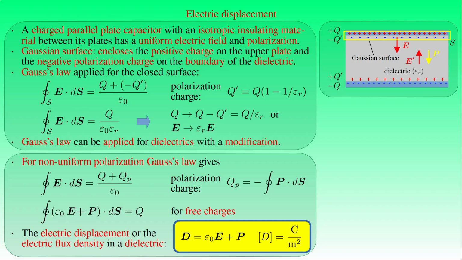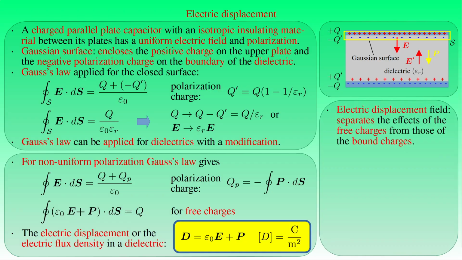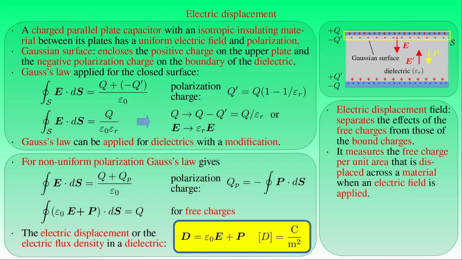This quantity is also called electric flux density, and it has the same SI unit as the polarization, that is coulomb per square meter. As its definition shows, electric displacement is called the displacement field because it differs from the product of the vacuum permittivity and the electric field strength due to the displacement of the bound charges in atoms and molecules that make up materials when they are polarized in an electric field. In other words, electric displacement, separating free charges from bound charges, measures the free charge per unit area that is displaced across any material when an electric field is applied, as the name electric flux density indicates.